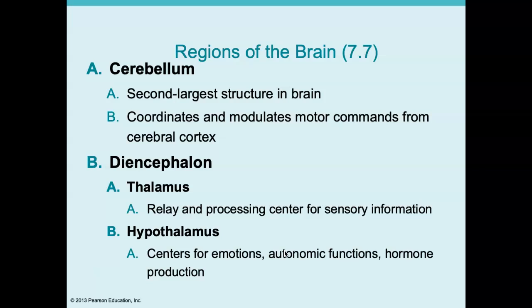The cerebellum is the second largest structure in the brain, and that coordinates our muscle commands. The diencephalon consists of the thalamus and the hypothalamus. The hypothalamus we saw in chapter 1, it's important for maintaining homeostasis. It's a center for emotions, autonomic functions, hormone production. But the thalamus is a relay center for incoming sensory information.